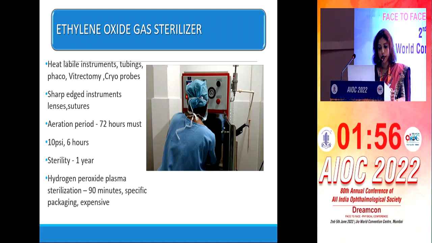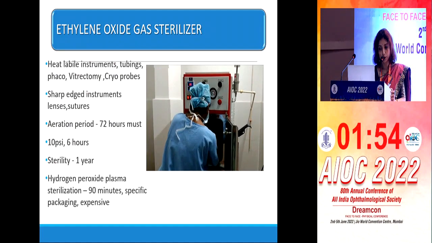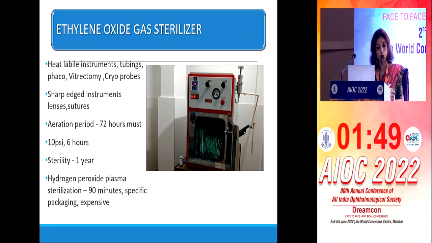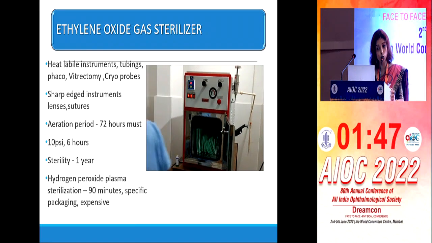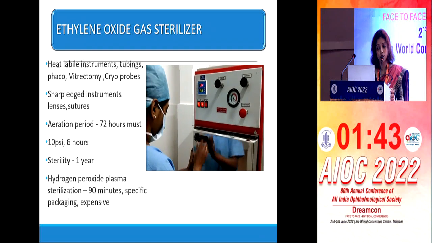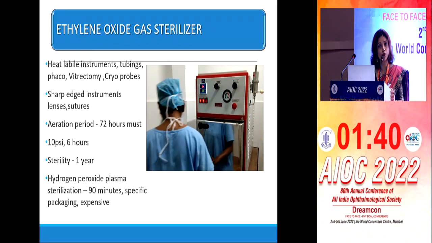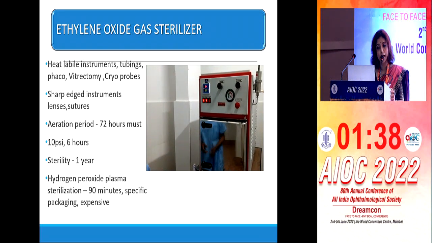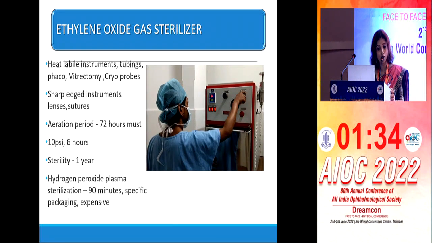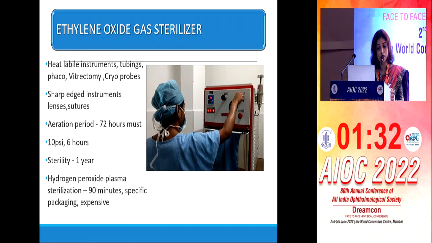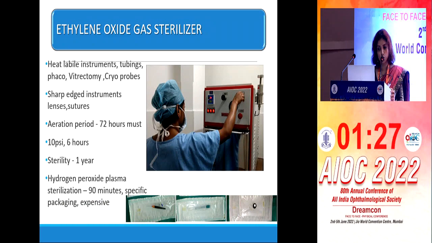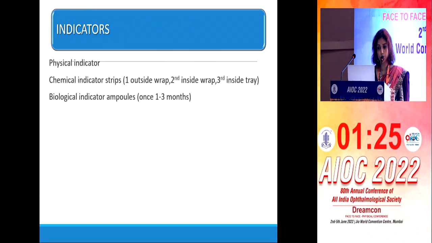Ethylene oxide or ETO gas sterilizer is also something that we use because we have a lot of heat labile instruments like phaco tubings, vitrectomy probes, cryoprobes, and some vitrectomy lenses, which have to be sterilized in the ETO. It has a running time of 6 hours, and after sterilization, an aeration period of 72 hours is a must, and the sterility is maintained for 1 year. So these are some of the instruments which we sterilize in this ETO.